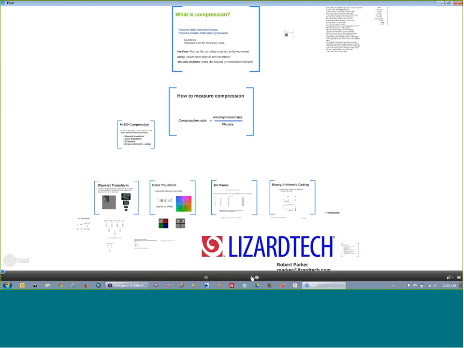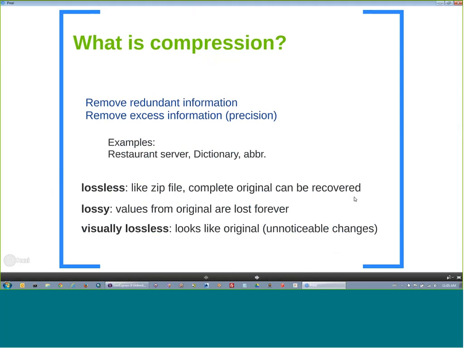First thing, let's talk about what compression is in general. Just a basic understanding. The whole idea is that we want to represent a large amount of data with as little information as possible. And we can do that by removing redundant information. We can remove excess information.